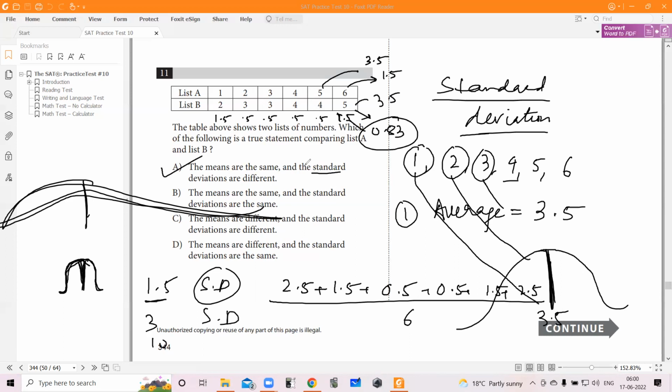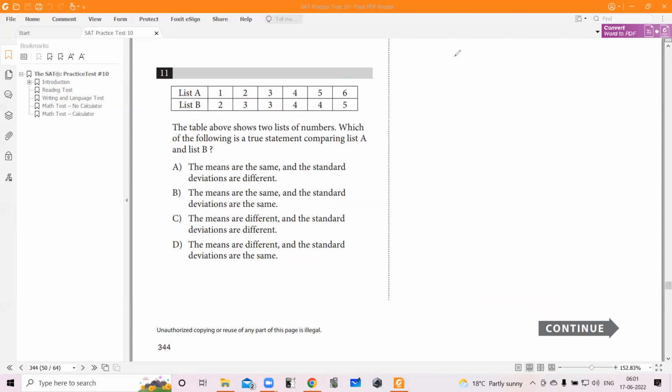Is that right? Yes. So if you want to calculate standard deviation, I have given the way of doing it. So now you can do that, right? It's clear about standard deviations. Okay. Yes. So next one.